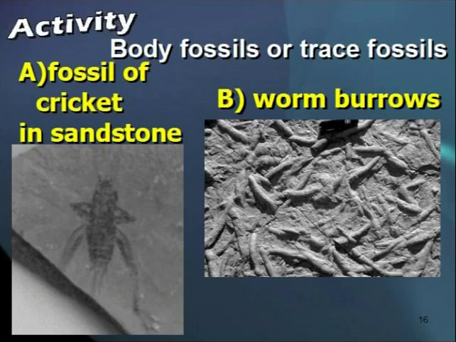You are to write either body fossil or trace fossil for the two pictures. Here we have a fossil of a cricket in the sandstone, trapped in the sandstone. It's not the cricket itself, but its shape. And worm burrows, okay?